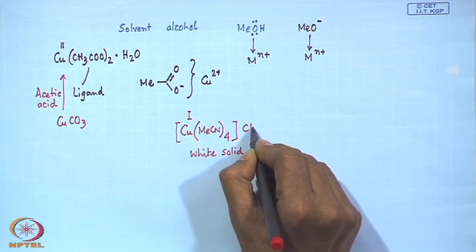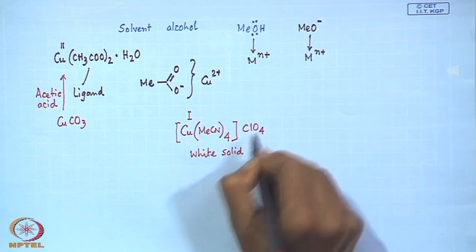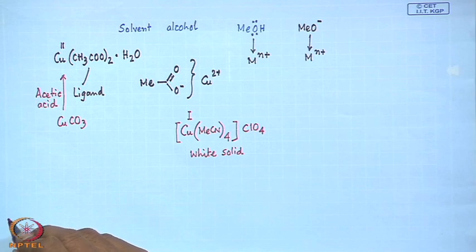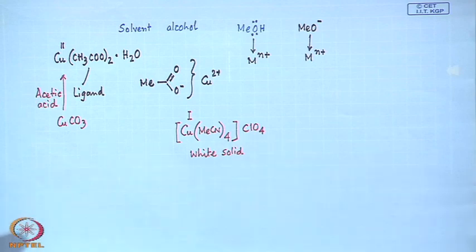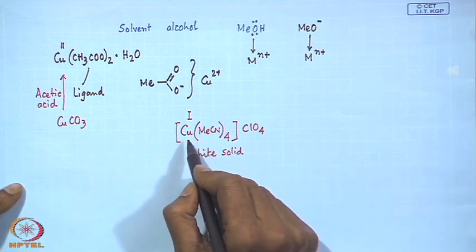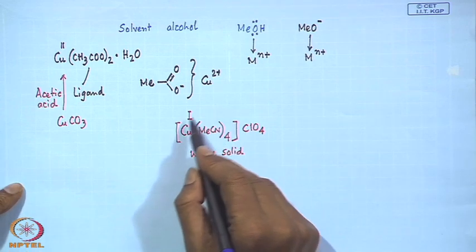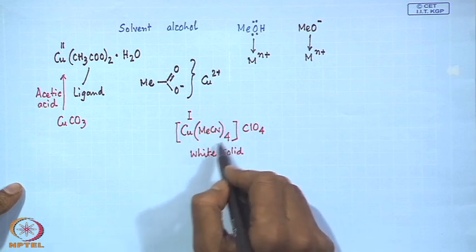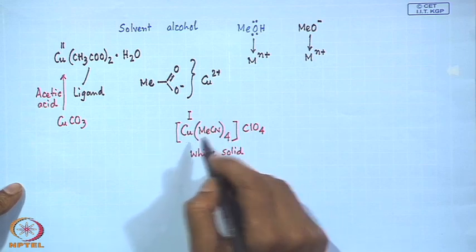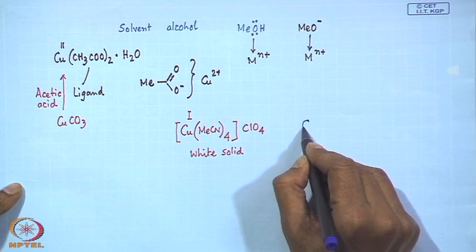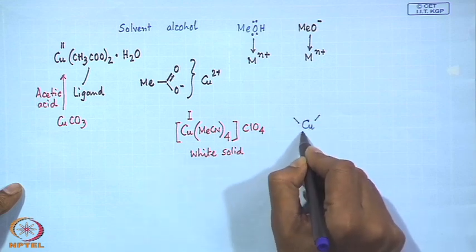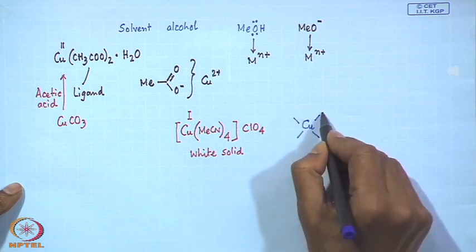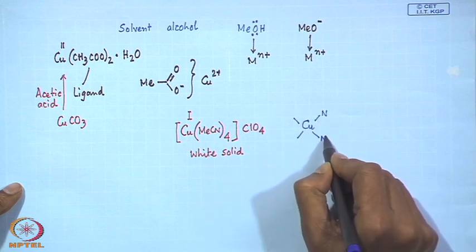and if we want to prepare it as perchlorate, it is the corresponding perchlorate salt, and this is a very useful reaction to study different types of reactivity patterns related to Cu+ copper, because it can activate dioxygen, and it can also activate some other organic molecules, where this copper is present. This copper is bound to the 4 nitrogen atoms of the acetonitrile.